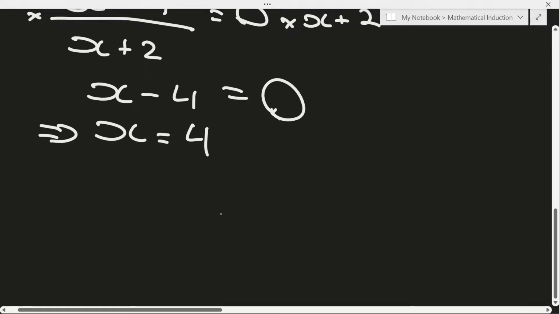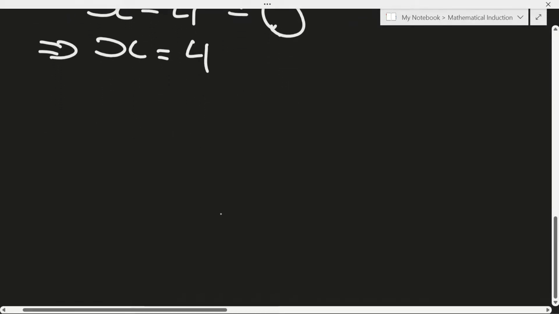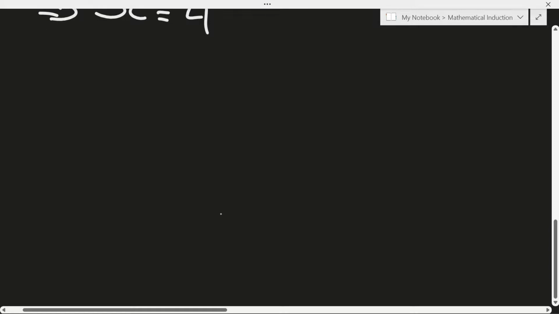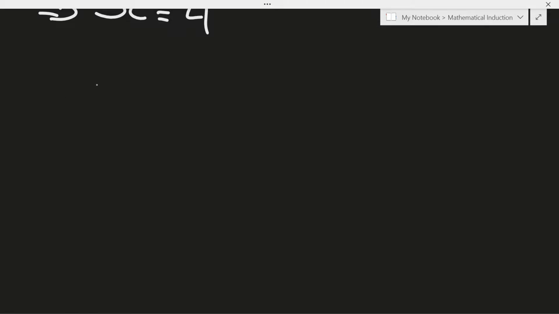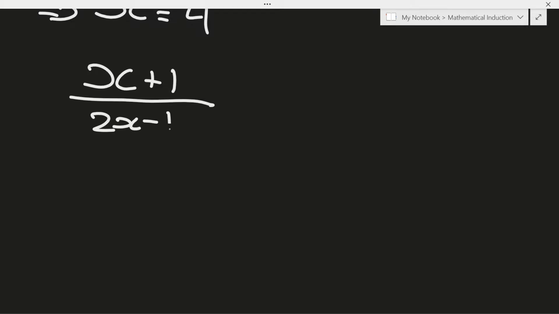Right? Now we'll go on to a more complicated example using rational expressions, but it's still not very complicated at all. It's still relatively simple as long as you understand the principle. So let's say we have x plus 1 over 2x minus 1 plus 3x plus 2 over x minus 3.